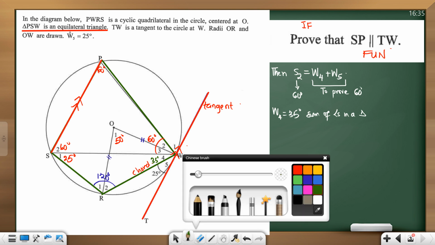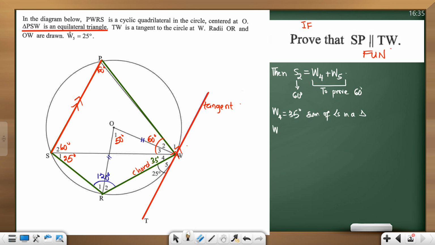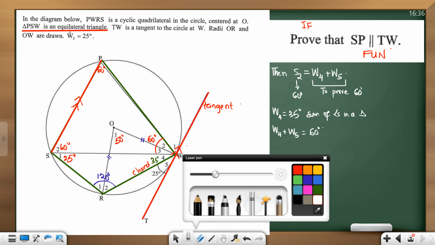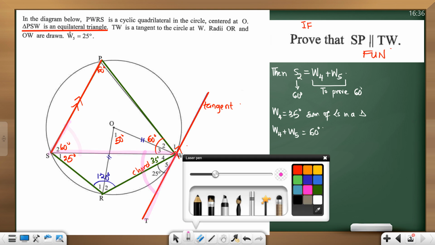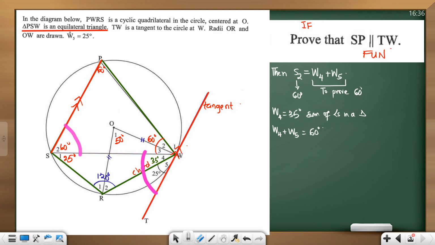Oh, I see where you're going, because already we have that. Now, so W4 plus W5 equals to what? 60 degrees. Good. Then what are you saying now? S2 is equal to W4 plus W5 is equal to 60 degrees. Ah, you're so smart. W4 plus W5 is 60, right? So therefore, we have proven. Do you see we have a mission and we now have accomplished it? S2 equals to what? W4 plus W5, which is equal to what?